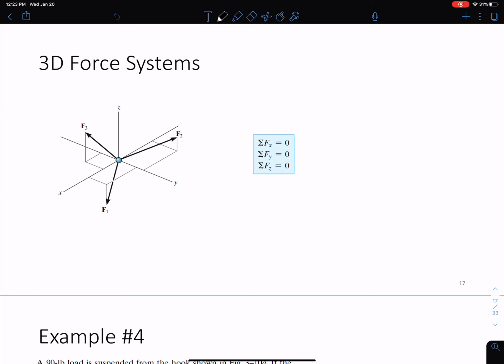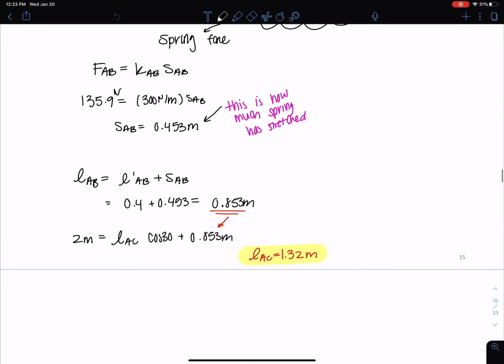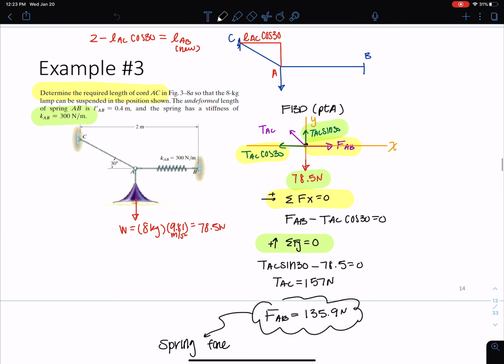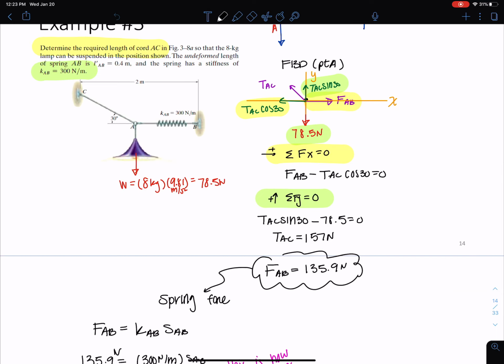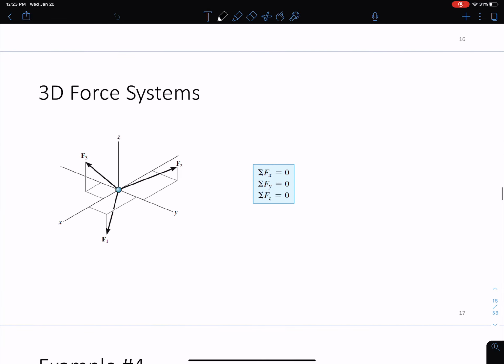Okay, so we're going to continue the discussion on topic 3, which is equilibrium of a particle. The last thing we did was we went over example 3 right here. And we're actually going to move on from 2D force systems now and talk about 3D force systems.